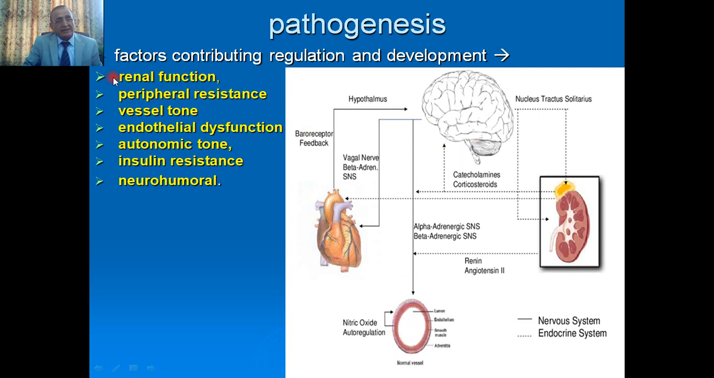So there are factors: renal function, peripheral resistance, vascular tone, endothelial function, etc. If you have disturbed renal function, this will contribute to regulation and development of hypertension. If you have increased peripheral resistance, if you have disturbed high vascular tone, if you have endothelial dysfunction or autonomic dysfunction, these all play a role in regulation and development of hypertension.